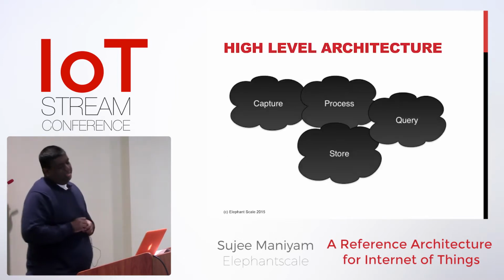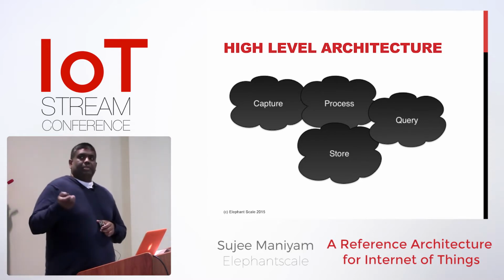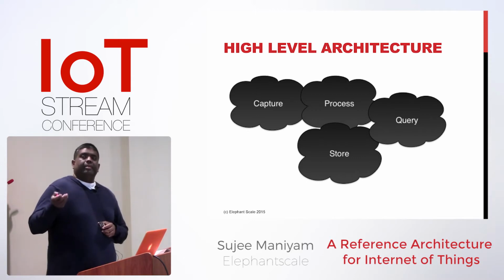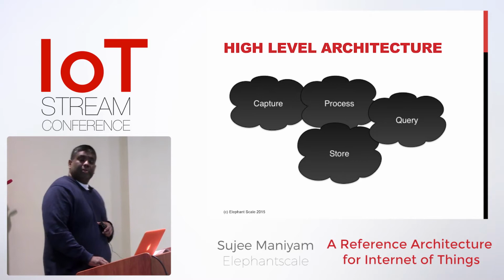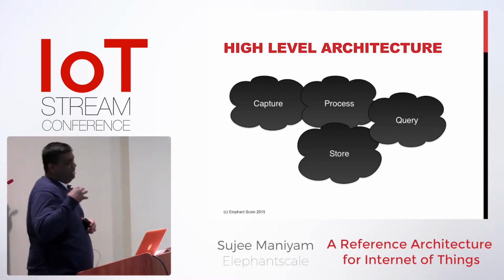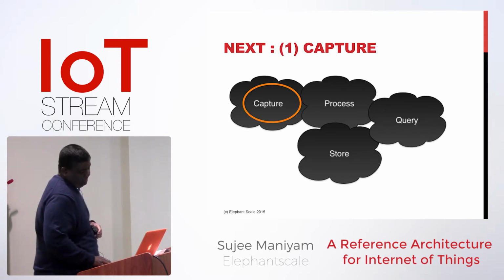So if you divide this architecture at a very high level, I've broken it up into 4 components: capture, process, store, and query, right? And right now these are all like black clouds because we don't know what's in them yet. So what we are going to do is look at each of these components and see what we will do to build this out. So let's look at capture, right?